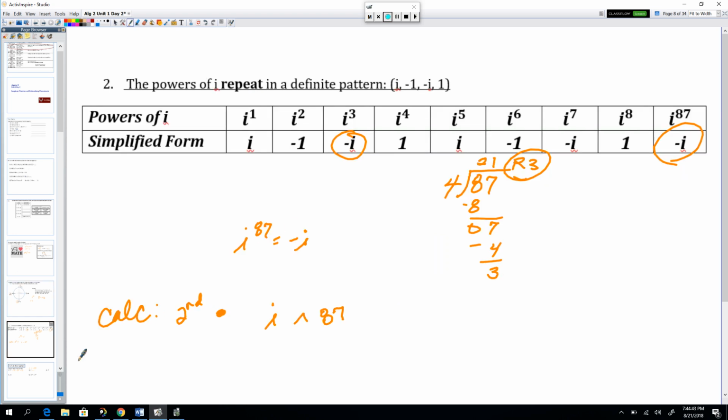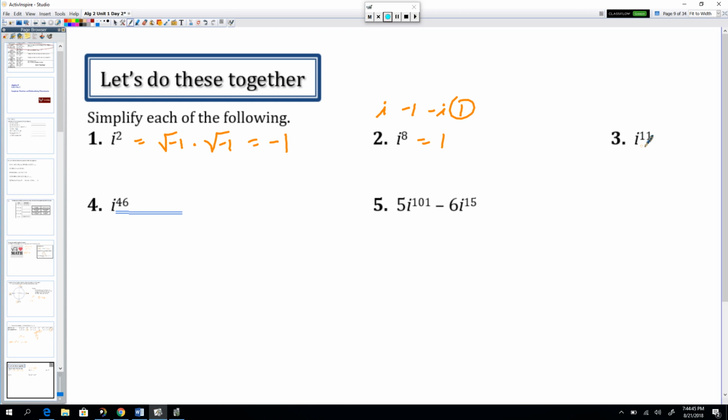If you look at number 3 here, i to the 11th, the way I would do it, I would go here to 4, 8, 9, 10, 11. So that's negative i. Or pause and use the method that you prefer to use.